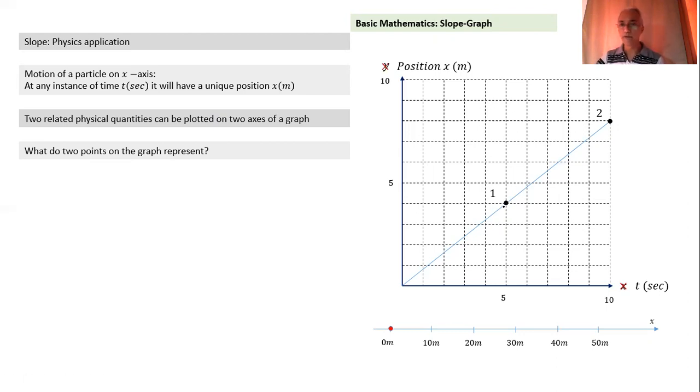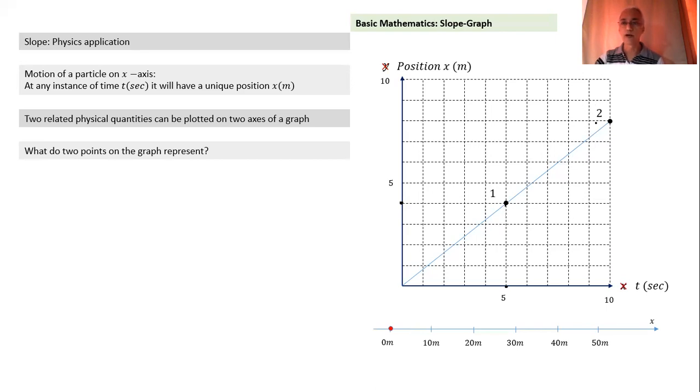Whenever any point on the graph gives a relationship, for a given x quantity, it gives you the quantity on the y-axis. So what does this point tell you? It tells you the x coordinate corresponding to this point is 5 seconds, and the y coordinate is 4 meters. This is the position, 4 meters. So this point tells you at time t equal to 5 seconds, the particle is at 4 meters. It's a position in meters.